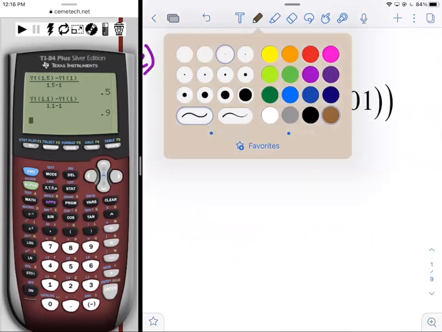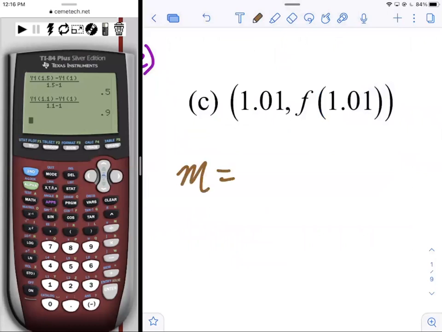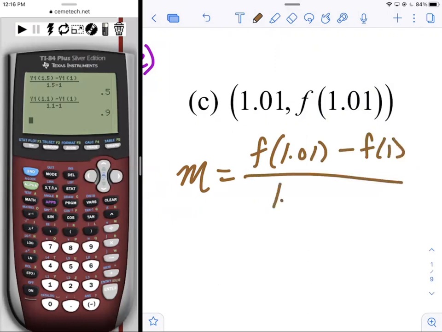I'm going to choose beefy brown for this one. The slope is f of 1.01 minus f of 1. Again, get in the habit of doing final minus initial. And that's in terms of x, right? The larger x value's function value minus the smaller. If you get in the habit of doing that, then when we get to particle motion, the numerator becomes displacement. All right, so again, y'all know what to do.